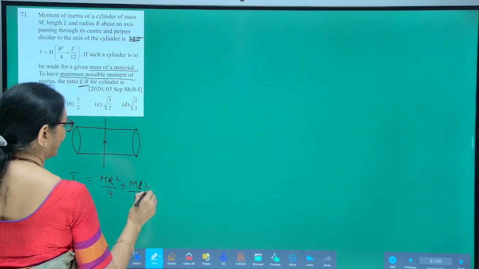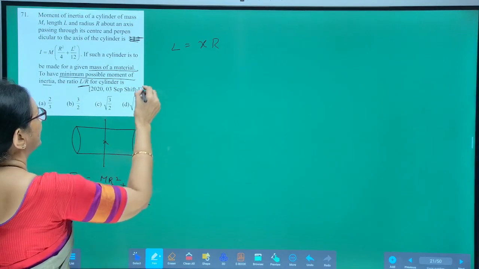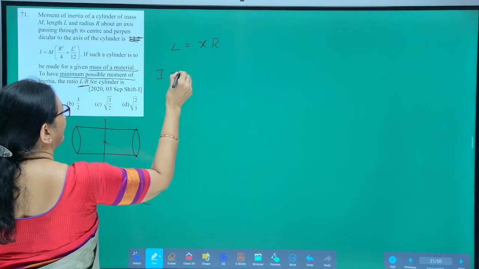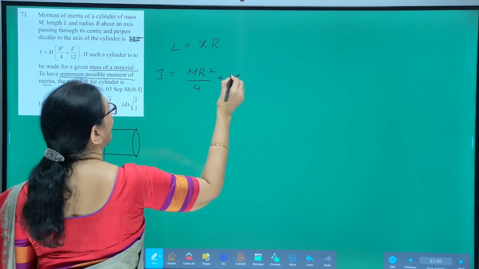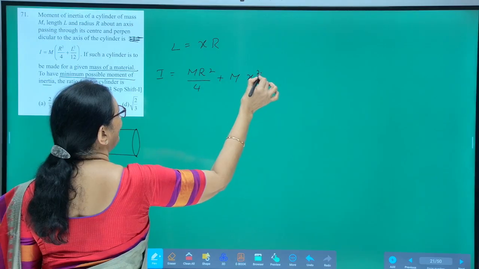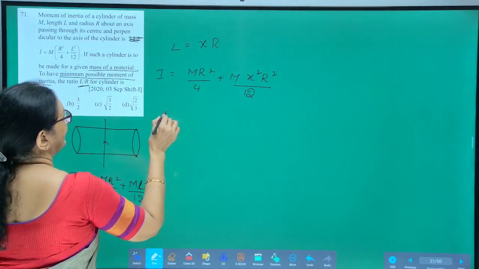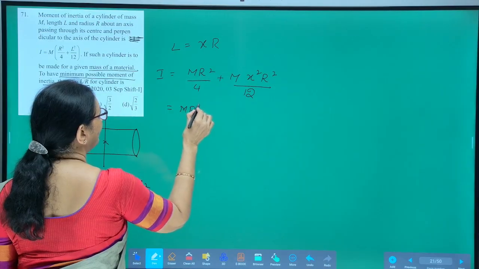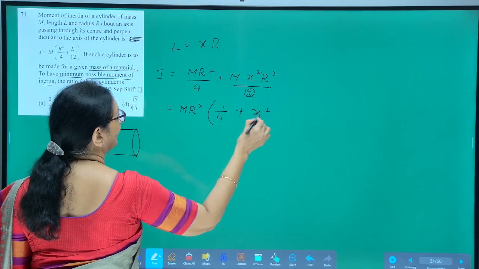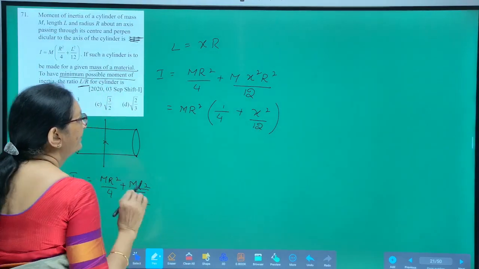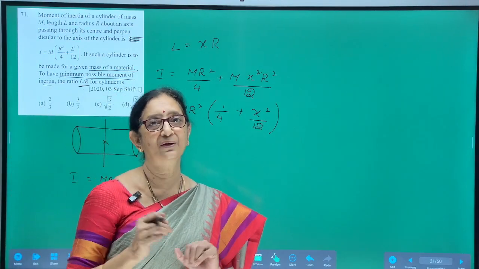So, let us take the length of the cylinder as x times the radius. If you substitute here, I is equal to MR square by 4 plus M, L is xR, so ML square is x square R square by 12. Let us take MR square as a common factor outside: 1 by 4 plus x square by 12. Now, this is the moment of inertia; M is constant, but R depends on the value of x.